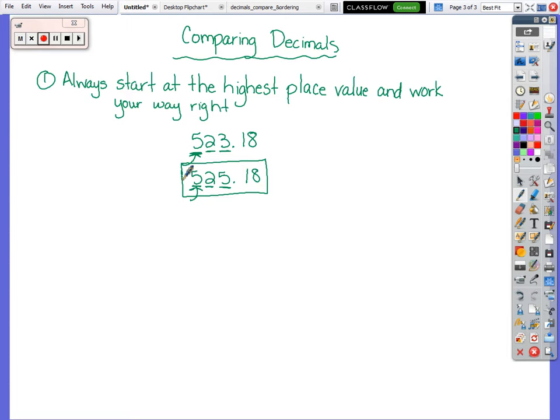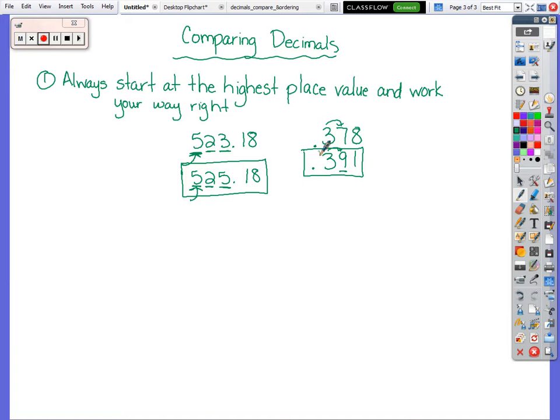Same thing if you don't have a whole number. So just say you have 378 thousandths and 391 thousandths. You start, those are the same, so you move to the next number. The 9 is bigger. So 391 thousandths would be bigger than 378 thousandths. So that's the first thing you need to know.